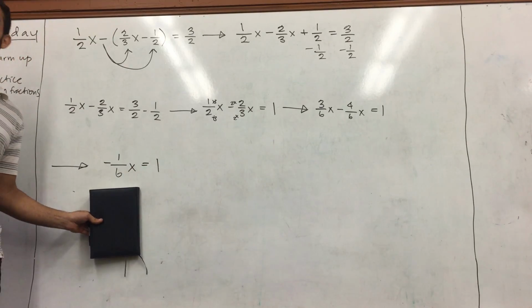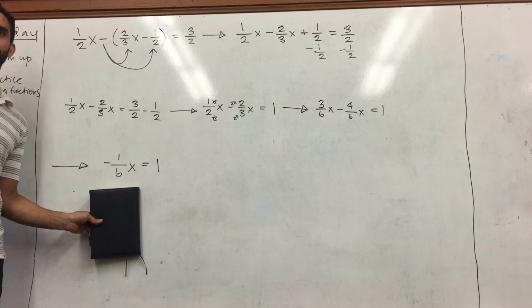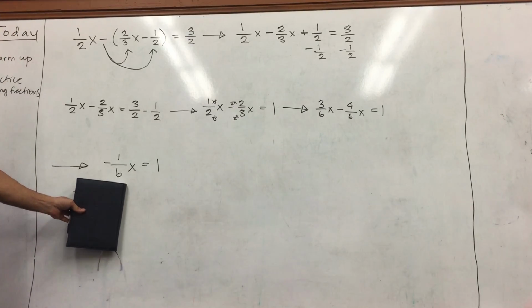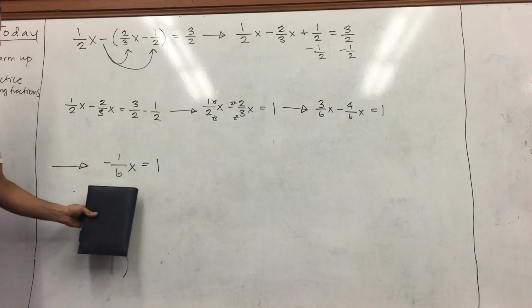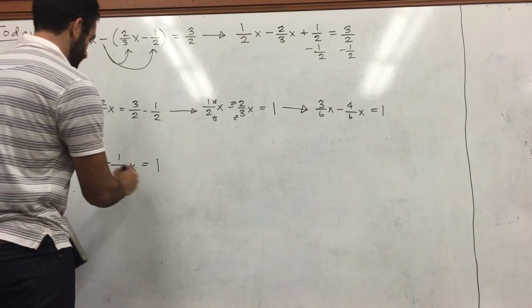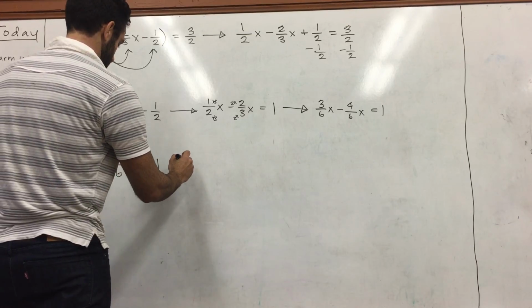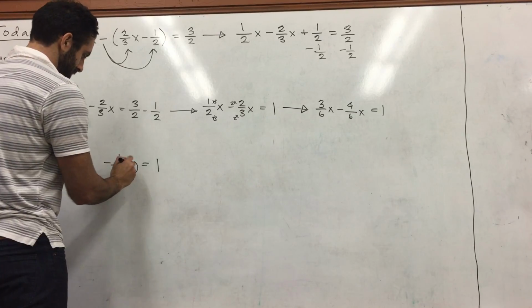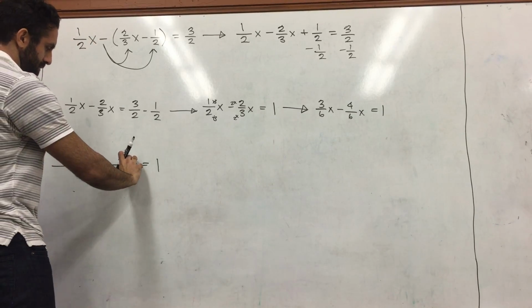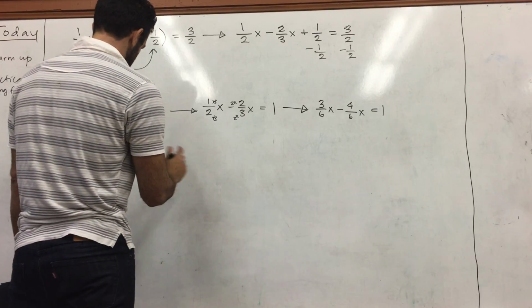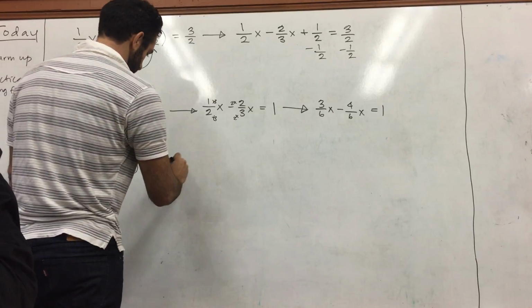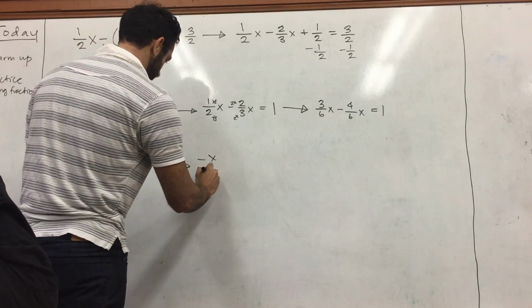Remember the warm-up from yesterday? You can look in your books. What's a different way of writing this? Why did we do that yesterday? This is multiplication, right? How do I express x as a fraction? X over 1. If you multiply these together, you would get negative x over 6 equals 1.